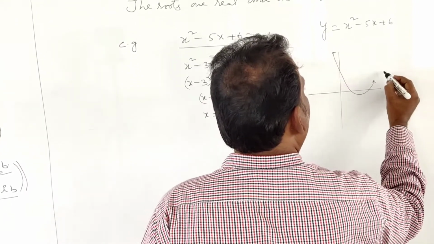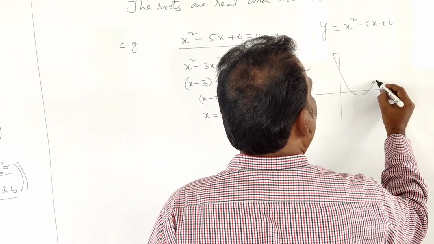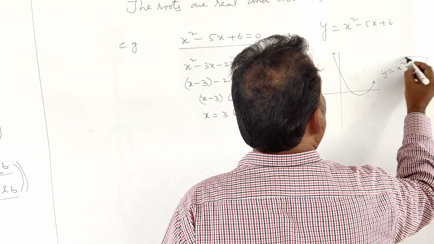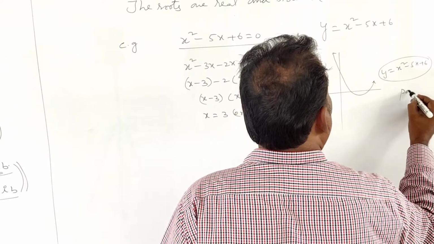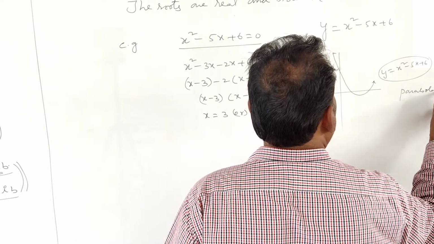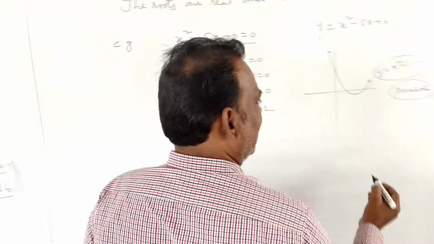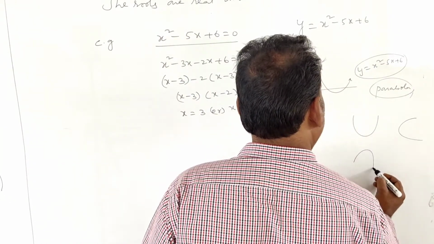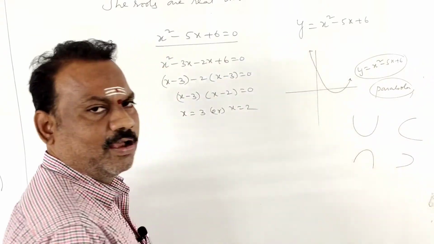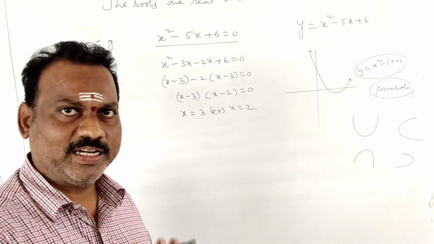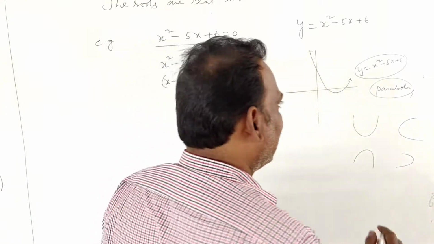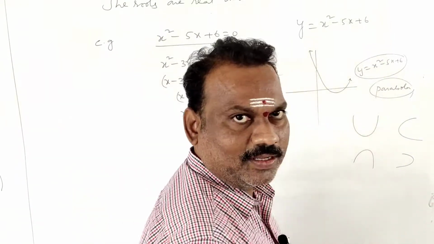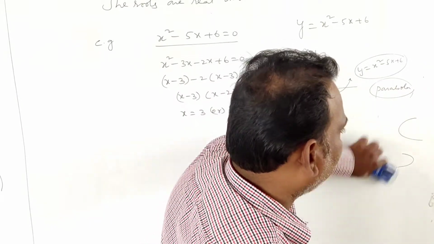So the quadratic equation y is equal to x square minus 5x plus 6, students, always represents a parabola. This shape is always a parabola. What is a parabola? Like this or like this or like this. This is the parabola shape. If you take more values, it will come like this. So it always represents a parabola, students.